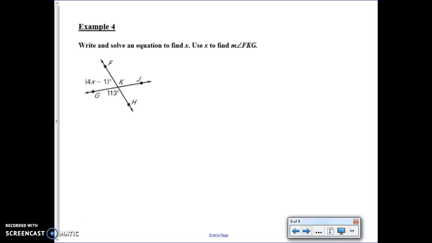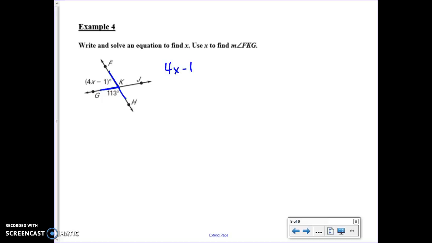Alright, example 4 says write and solve an equation to find x. Use x to find the measure of angle FKG. So first let's worry about finding x. So I notice the information I'm given is this angle right here and this angle right here. And so I notice those angles are next to each other and they're not across from each other. So since they're next to each other, they form a linear pair. We know linear pairs are supplementary, so those two angles will add up to 180.